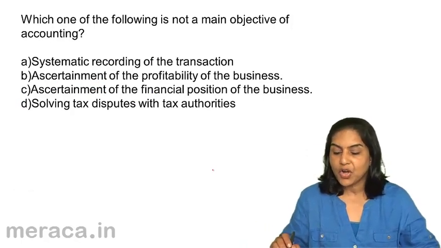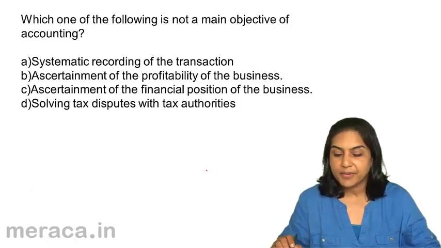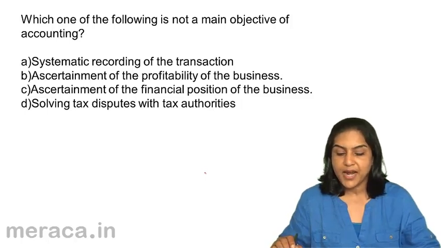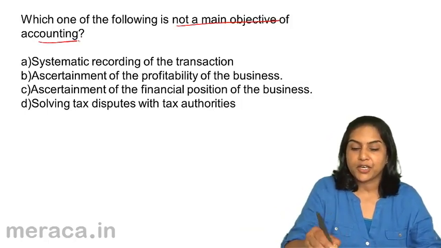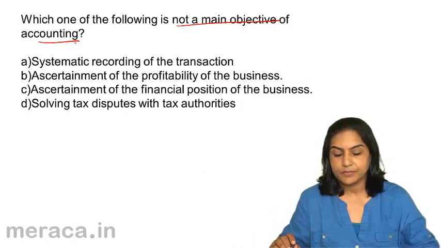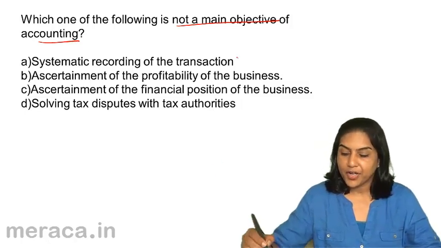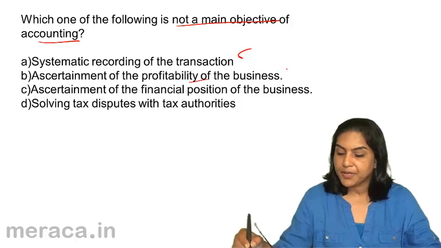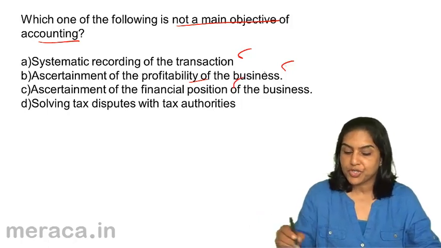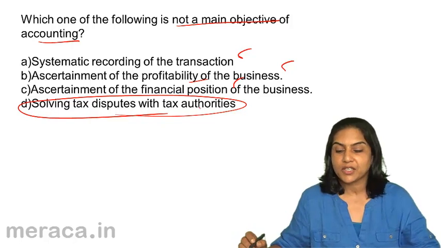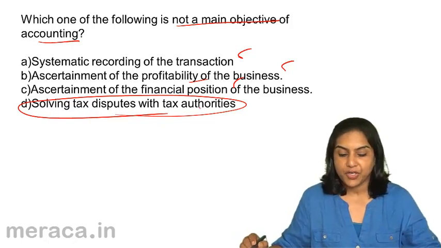Which one of the following is not a main objective of accounting? A, systematic recording of the transaction; B, ascertainment of the profitability of the business; C, ascertainment of the financial position of the business; and D, solving tax disputes with tax authorities. Recording of transaction is a part of accounting. Ascertaining the profitability is a part of the objective. Ascertainment of the financial position, yes. But solving tax disputes with tax authorities is not a main objective of accounting. Therefore, the correct answer should be D.